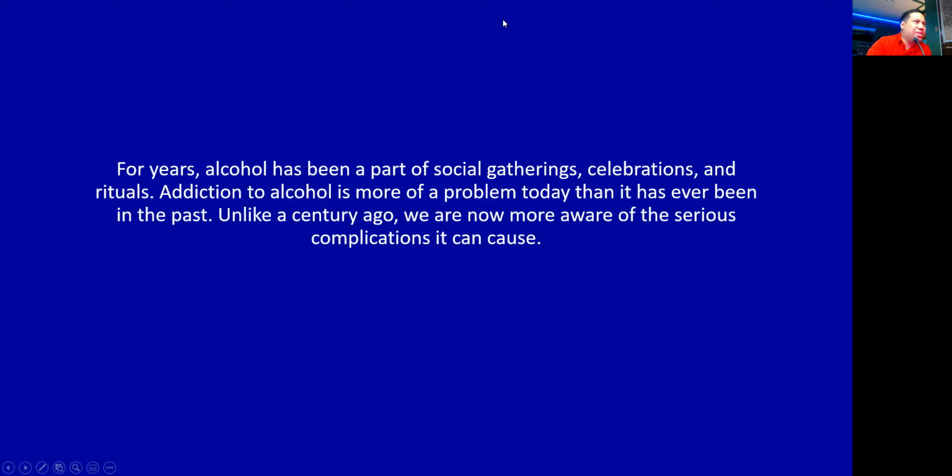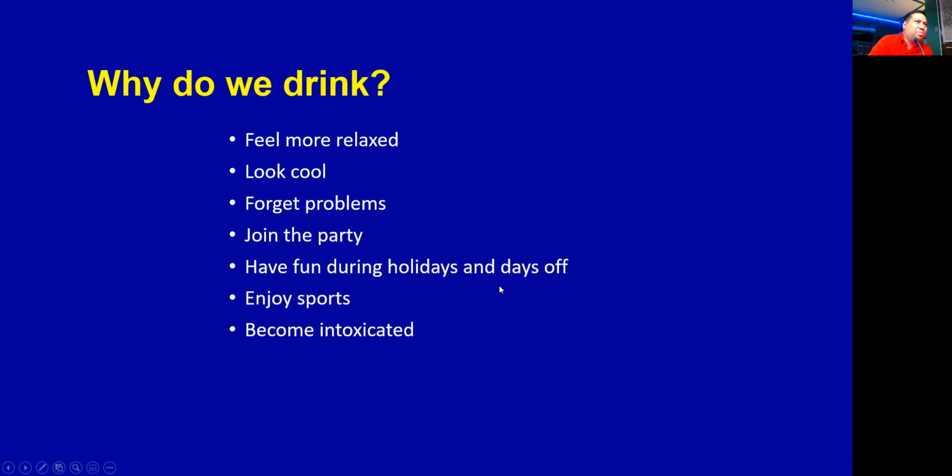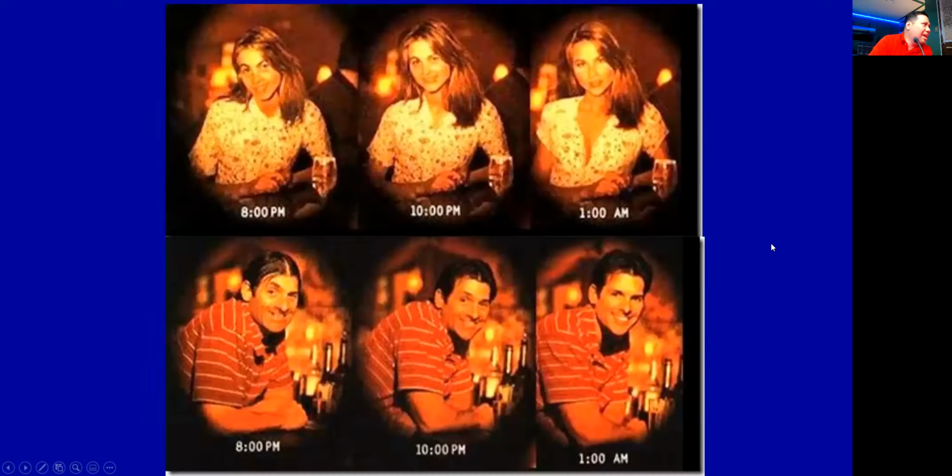Okay, so for years, alcohol has been a part of social gatherings, celebrations, and rituals. Addiction to alcohol is more of a problem today than it has ever been in the past. Unlike a century ago, we are now more aware of the serious complications it can cause. So, like, why do we drink? Apparently, these are the reasons, right?